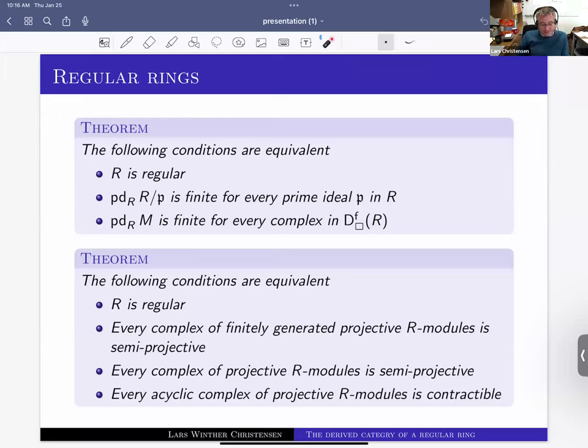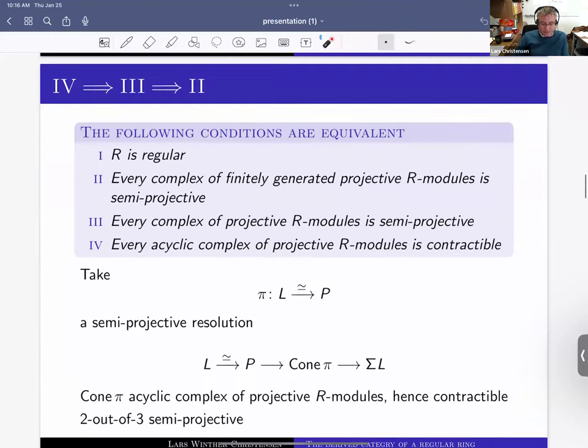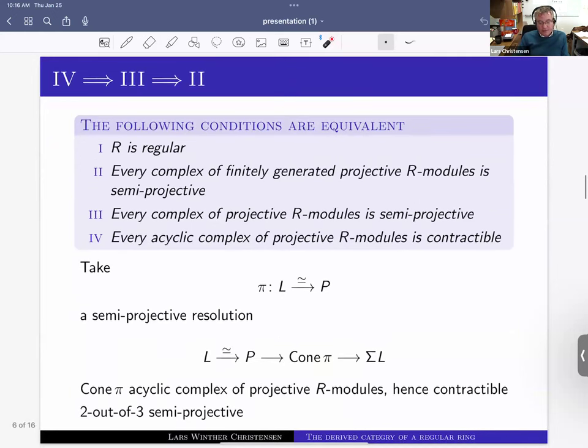And as you'll see, parts of the proof have nothing to do with commutative algebra. It's pure homological algebra. But then there's exactly one implication where the commutative algebra comes in, and of course that has to do with the second bullet. So let's give the bullets some numbers instead, so that we can refer to them.